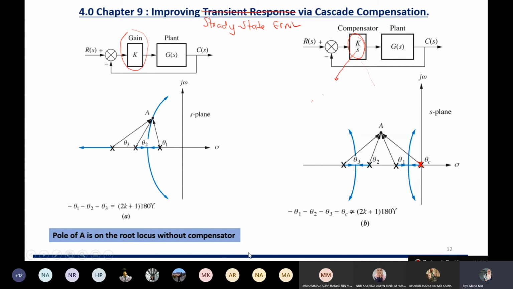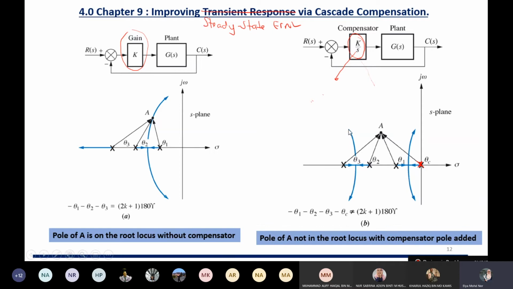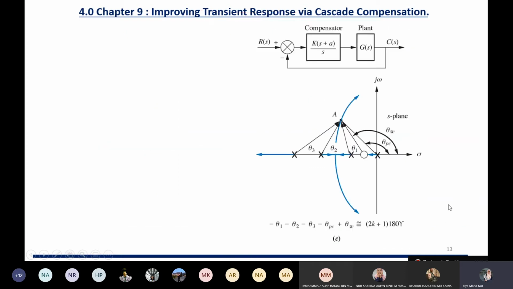Okay, so point A is on the root locus without compensator, as it says here, and point A is not on the root locus with the compensator pole added. So what do we need to do to make it intersect? You see here, at the controller we add 1 zero here. The zero is somewhere near the pole here. So what happens if we add the zero here? When we add the zero, we are able to have the root locus intersect point A again.